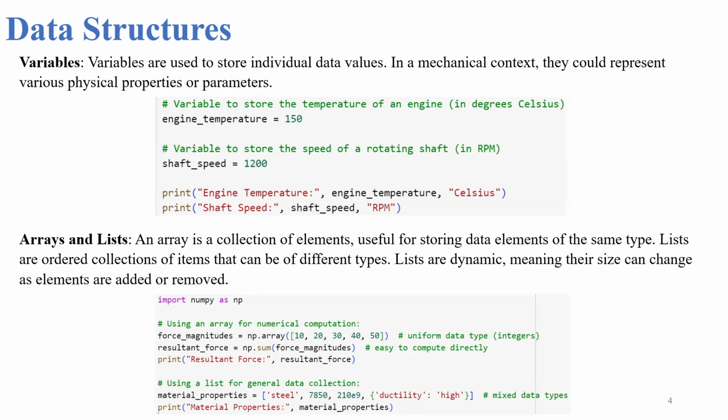Arrays and lists. Sometimes we don't have only single value data, such as 150, we will have multiple such data. That's why we store them in arrays and lists. So an array is a collection of elements useful for storing data of the same type. So same type here means like all of them are numbers. A list could have, on the other hand, a collection of numbers, characters, and so on. So that's the difference in a way.